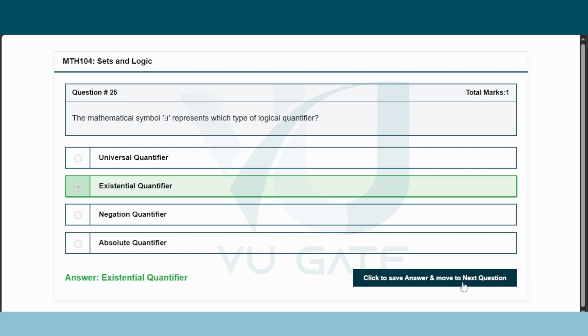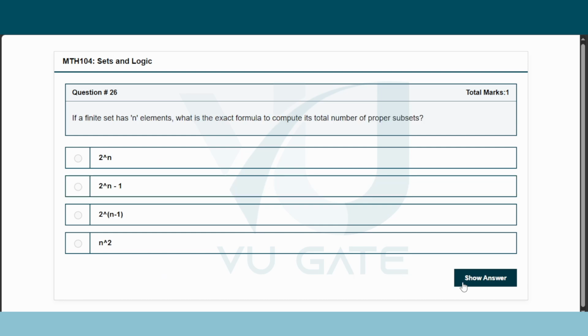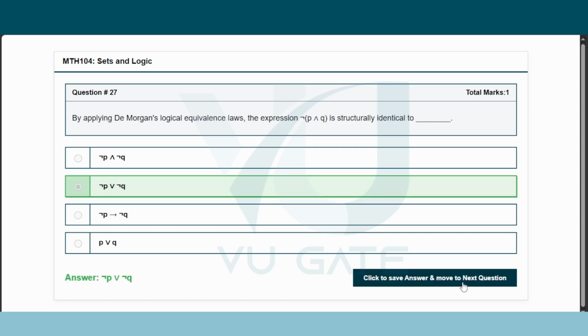Question number 26. If a finite set has n elements, what is the exact formula to compute its total number of proper subsets? The correct answer is 2 raised to the power of n minus 1. Question number 27. By applying De Morgan's logical equivalence laws, the expression negation of (p and q) is structurally identical to blank. The correct answer is negation of p or negation of q.